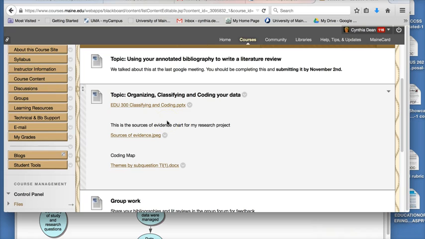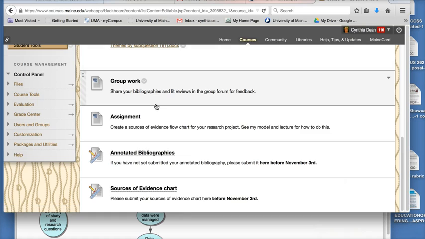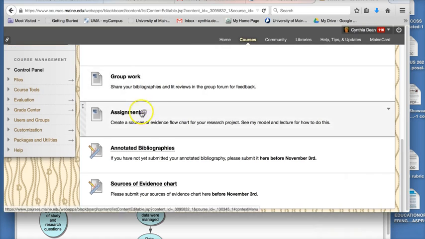Here's the topic on organizing, classifying, coding. I'm going to put this video right in here. Here are the documents that I just showed you so that you can look at them. As well, you'll have the PowerPoint to look at. Use your group forum for feedback, share with one another, and talk to one another. I want you to create a sources of evidence chart. Look at my model and lecture for how to do this.